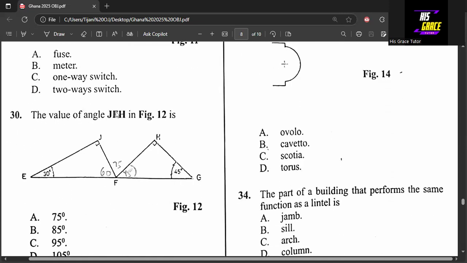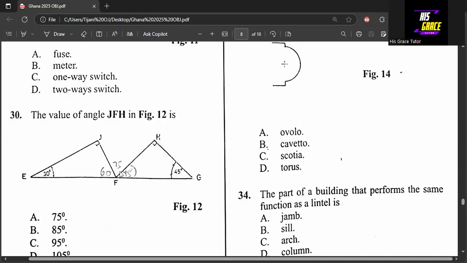Then question 30. The value of angle JFH in figure 12 is 75 degrees. So what we have here, this is 90, this is 45. So it means that this angle will be 45 because it's a right angle triangle. And this is 90, this is 30, this will be 60. Okay, so it's also a right angle triangle.